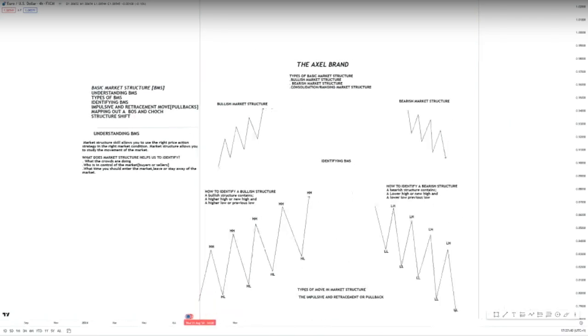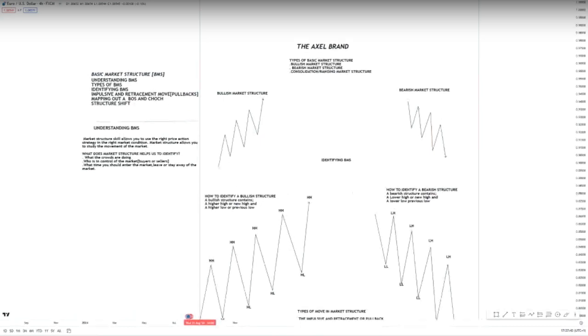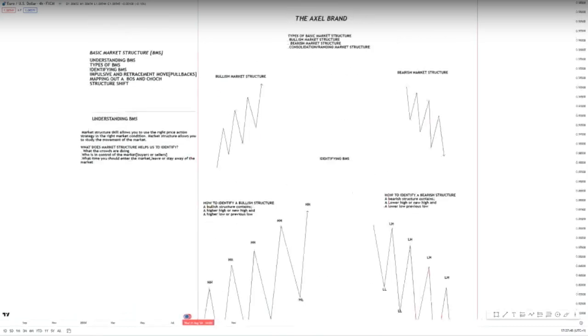Now, what do we have here? We have understanding market structure. What is market structure all about? You've been hearing market structure, right? Market structure skill allows you to use the right price action strategy in the right market condition. Market structure allows you to study the movement of the market. That's the basic reason why market structure is important. Market structure allows you to study the movement of the market, and that's it.